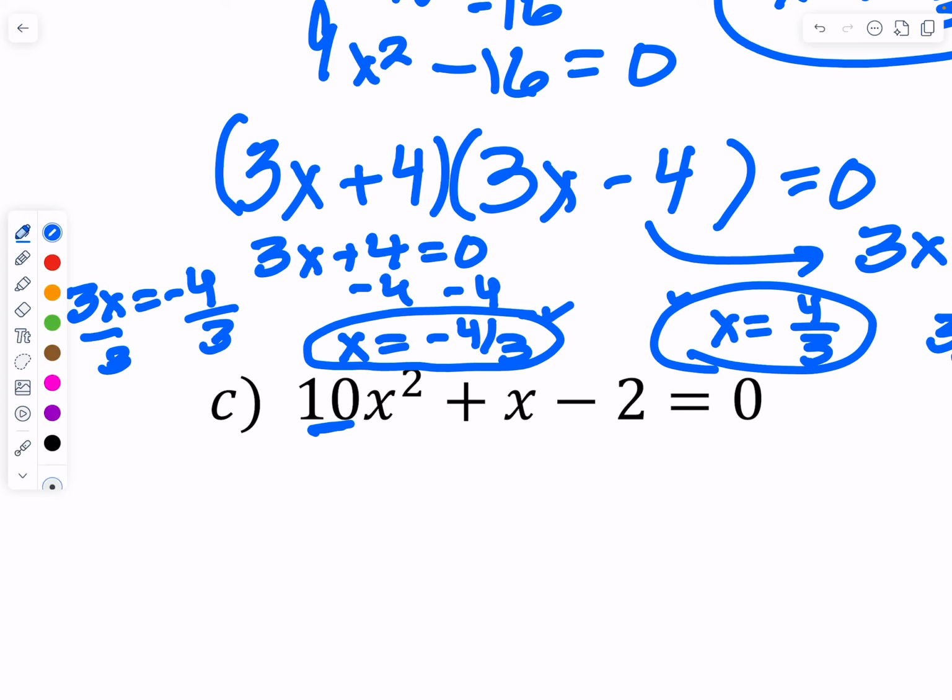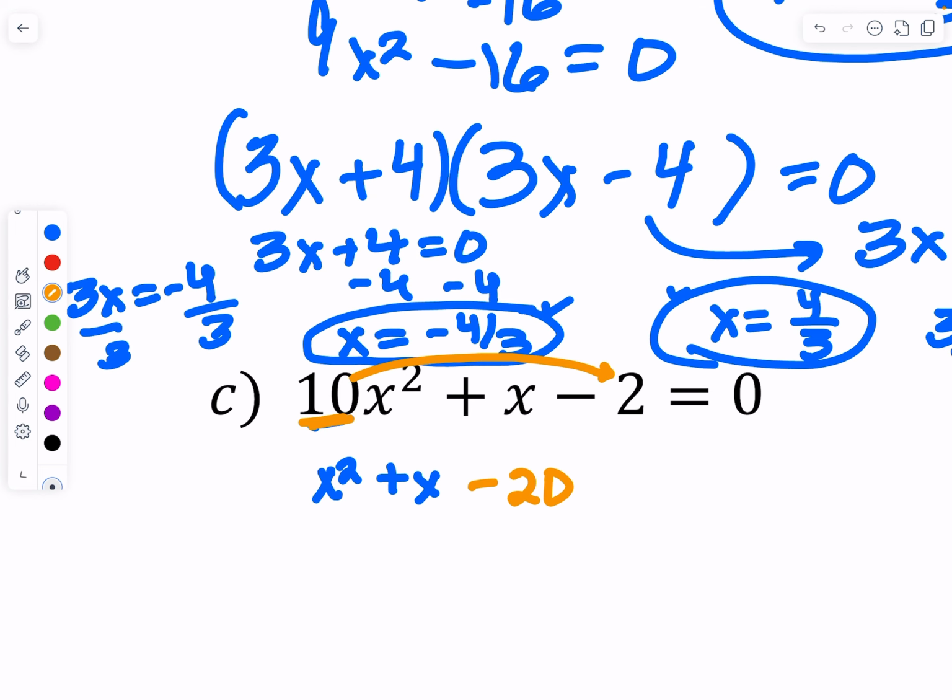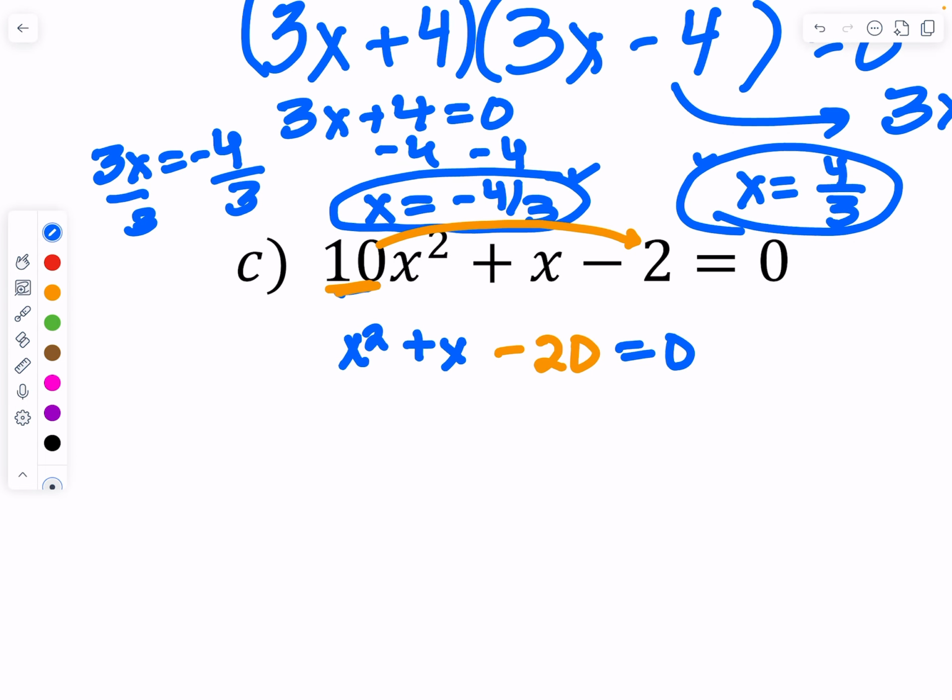So I'm going to do, I call it slide and divide. That's what I like to use. Slide and divide. So I'm going to slide my 10 to be over there with my 2. So that's going to give me x squared plus x, and then 10 times negative 2 is minus 20. And then I'm just going to factor that as a trinomial.